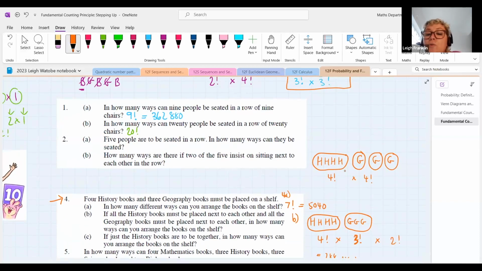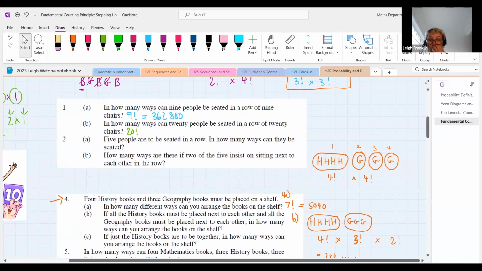You've got 4 factorial ways in which the history books can be arranged with each other. Put them together in a group. Then you've got 1, 2, 3, 4 groups. So there are 4 factorial ways in which they can be arranged.